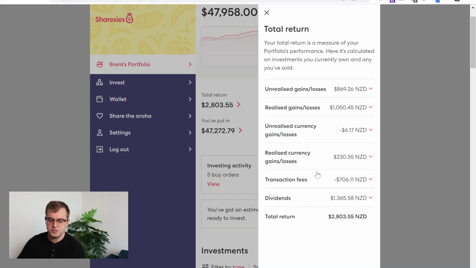The next item we can see is the transaction fees, which is the amount that we've paid Sharesies to both buy and sell instruments. And below that we have dividends, which is basically where a company has made a profit and they're sharing some of that with us as shareholders. So that is the total return.